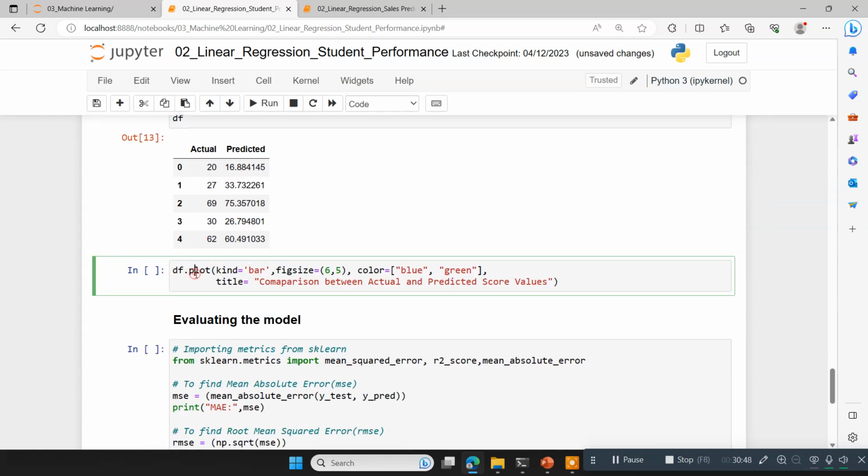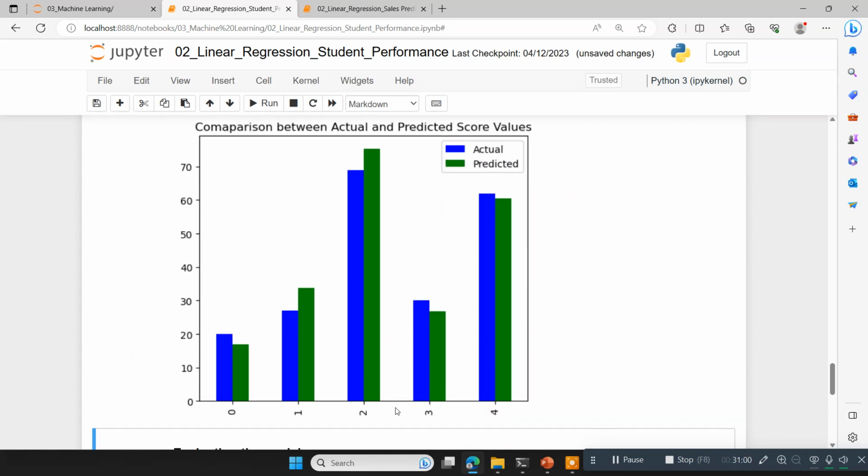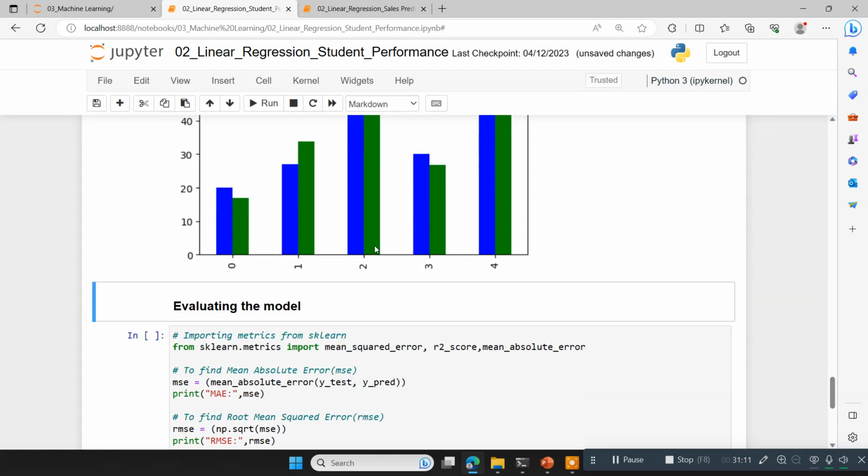Now also plotting the graph here. So df dot plot, we are plotting a bar chart. Figure size is this, color is blue, green, this is the title. So actual versus model predicted, there is not much difference between actual and predicted. Actual is represented by blue color, model predicted is green color.